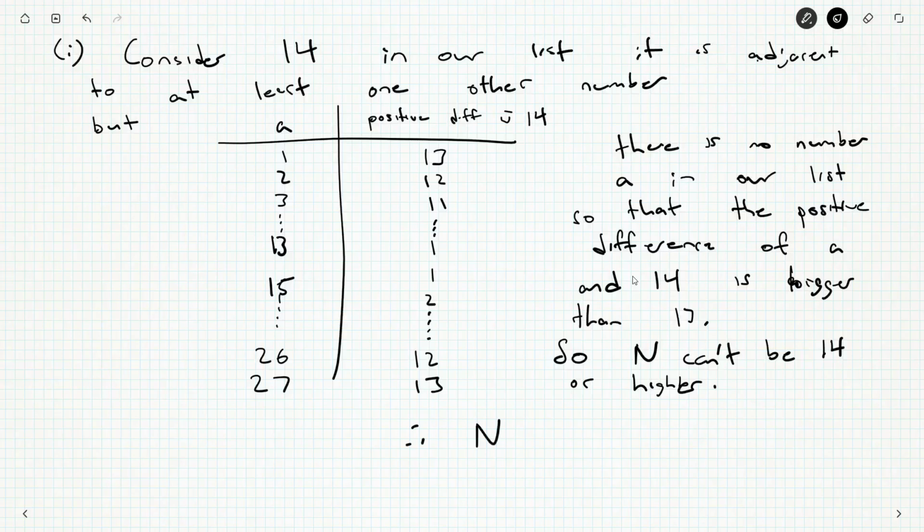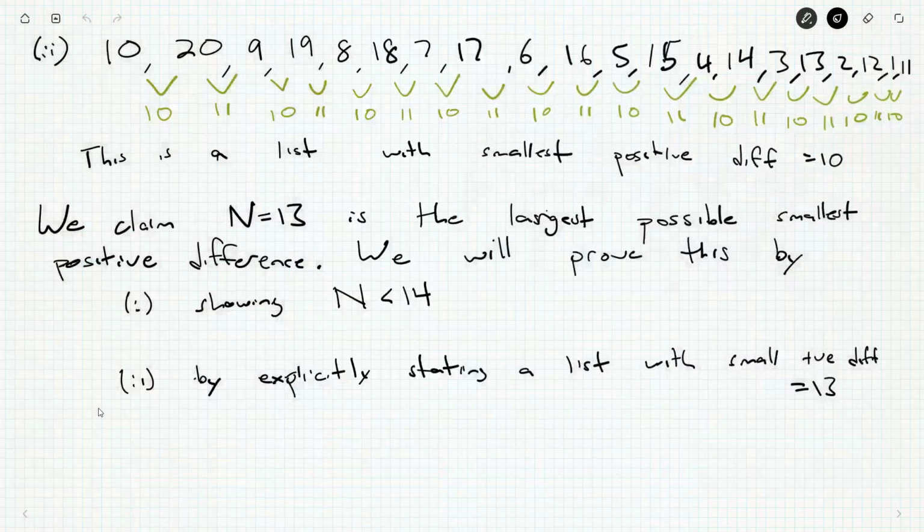So that tells me n has got to be less than 14. It might be easier to say n is less than or equal to 13. Either they're equivalent statements, but maybe I'll change it in what I have to prove. So the smallest positive difference has to be at most 13.